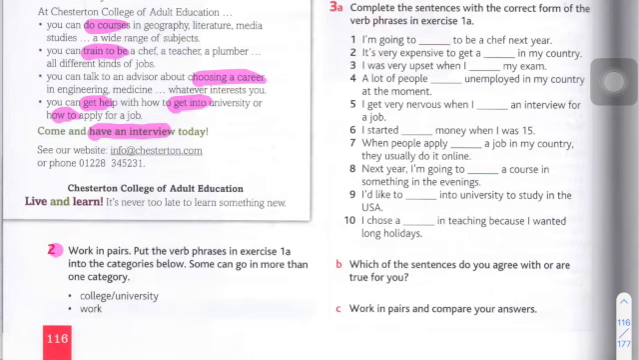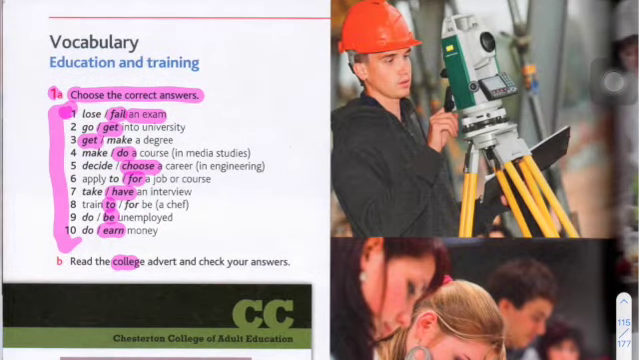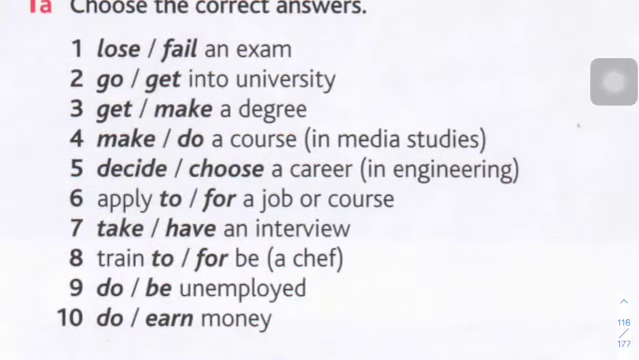Now, exercise 2 says put verbs in exercise 1A into the categories below. Some can go in more than one category. So we have here college and university, and work. So these sentences, the ones we studied previously, where can you use them? At work or at college or school? So let's see. Fail an exam. Work or school?